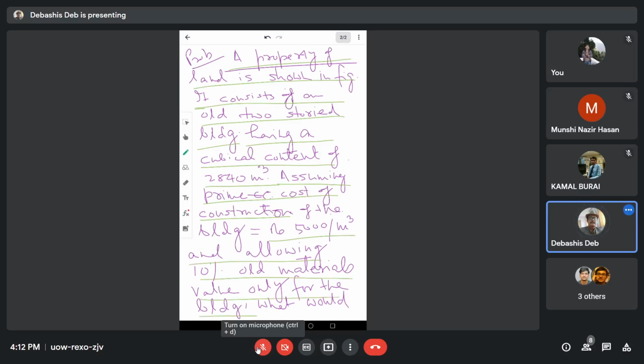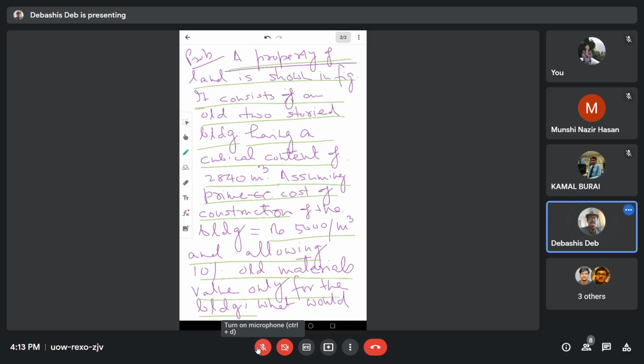What does this mean? That means I will find the value of the land according to this building method, but for the building, the cubical content is given as 2840 meter cube. So if I multiply 2840 with 5000 per meter cube, then I will get the cost of reconstruction, the cost of reproduction of the building. How much does it cost to build such a new house?